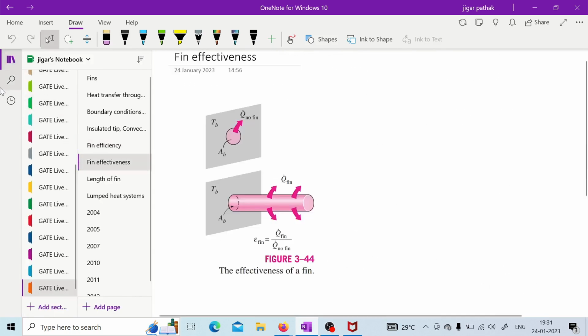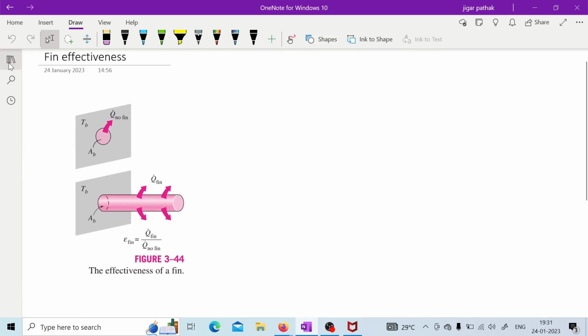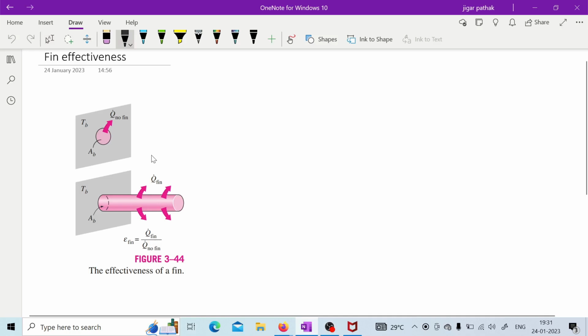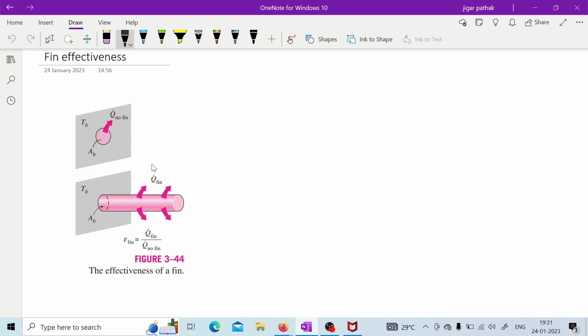After efficiency, you must also have an idea about the effectiveness of fin. Effectiveness means how effectively the fin is increasing the heat transfer. That is basically the effectiveness of the fin. It is defined as Q with fin to Q without fin, when no fin is provided. So this ratio must be greater than 1.